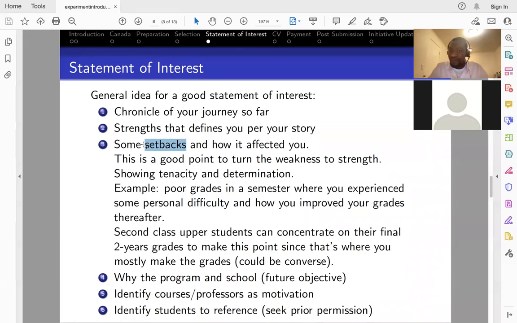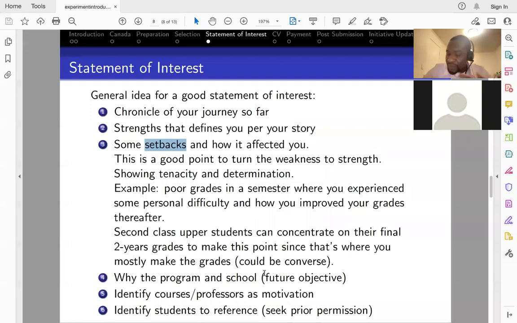Sell yourself that, hey, even though I'm an upper student, I think I'm more motivated. I'm someone who can turn things around pretty fast. So that's what I would like to point out here in terms of your statement of interest. It could be the converse. You started on a very high note, but in your final year, you had a very poor grade due to maybe a personal circumstance or family reason. You can mention this and they can sympathize with you in that regard as well.